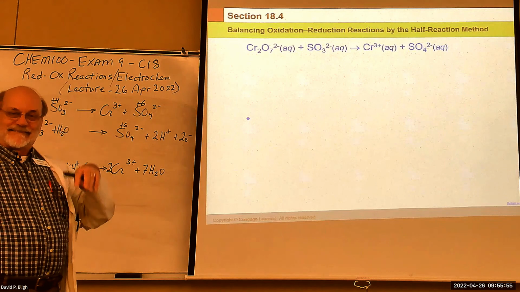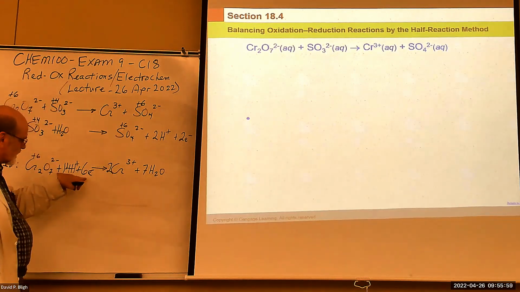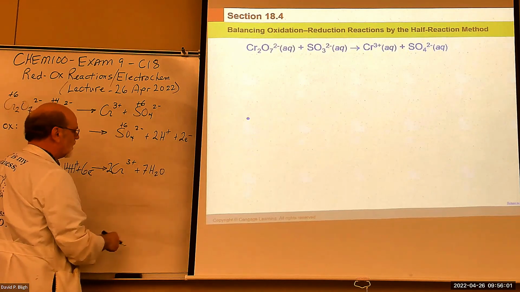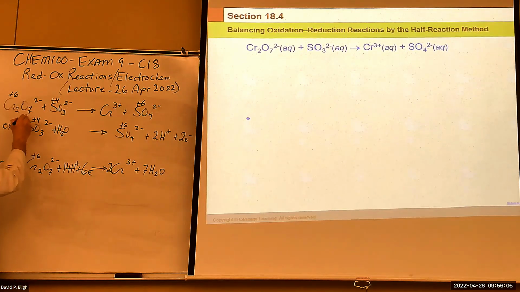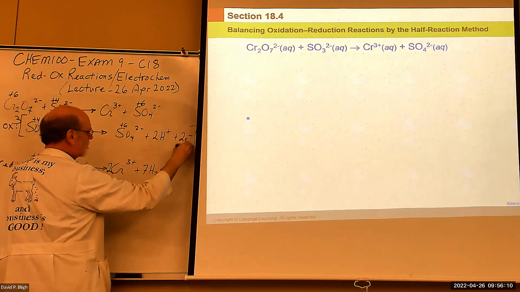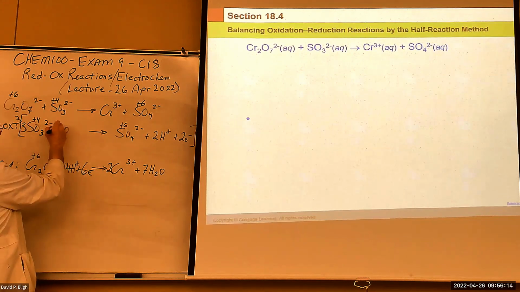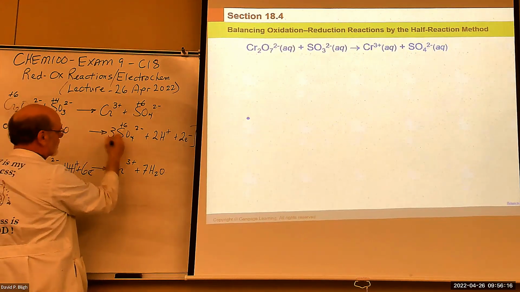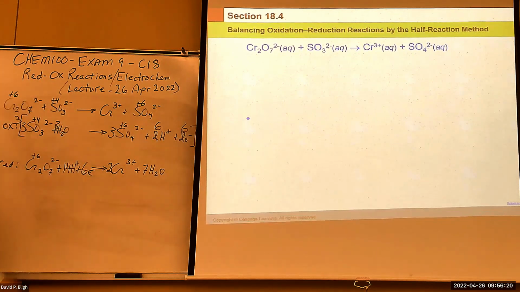Okay? Now, we need to reconcile the 2. This one has 6 electrons, that one only has 2. We need to make this one 6 electrons. So we're going to multiply by 3. Okay? So that makes this 3. That makes this 3. 3, 6, and 6. Okay? Now we can combine them.